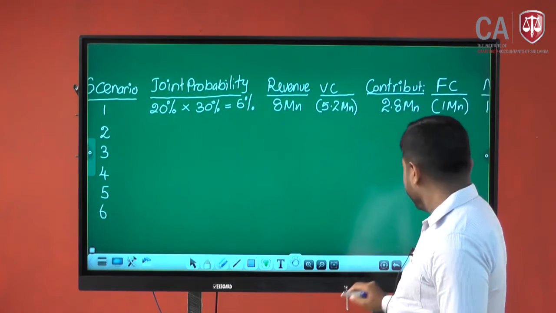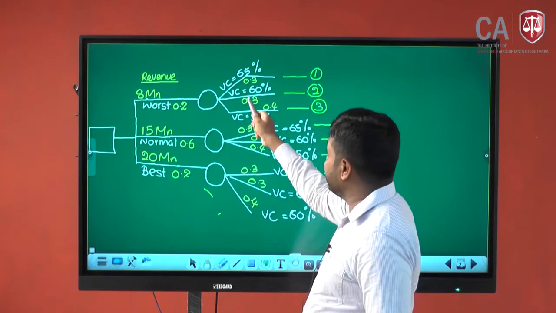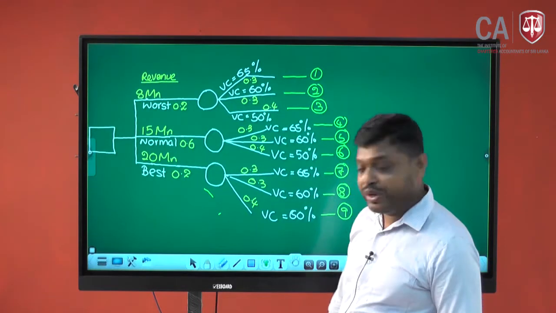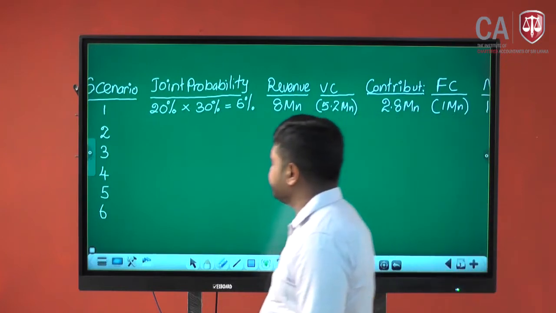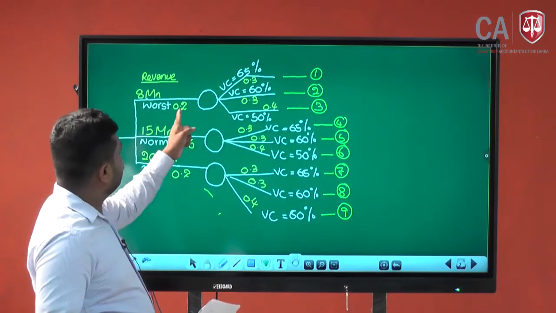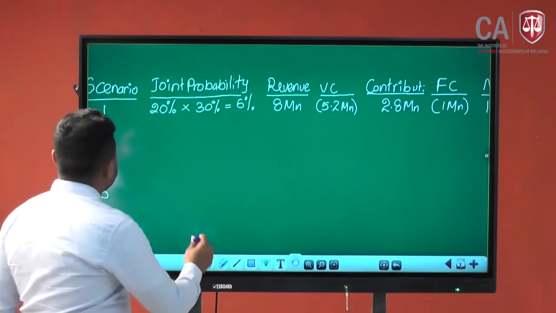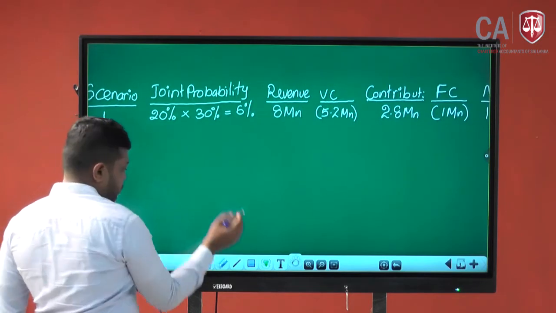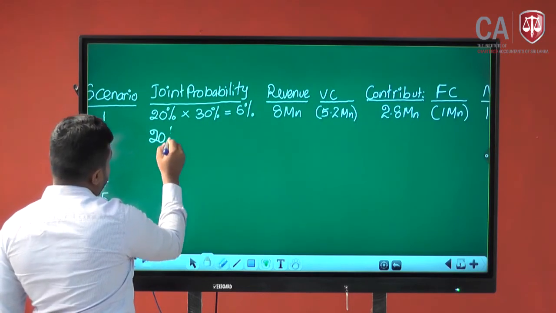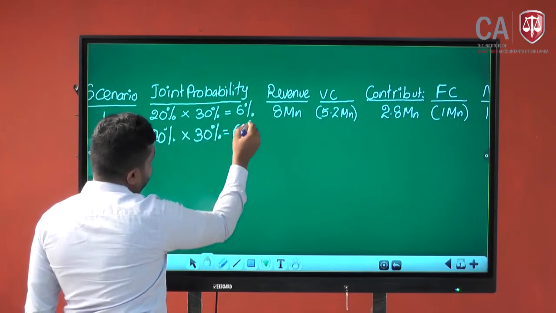Clear? Then scenario 2. In scenario 2, revenue will be 8 million. Variable cost can be 60% on the revenue, which means 4.8 million. Your joint probability, you need not calculate again: 20% into 30% is 6%.